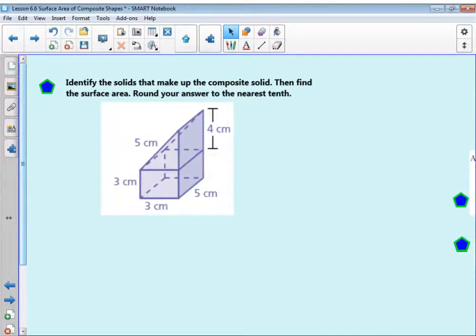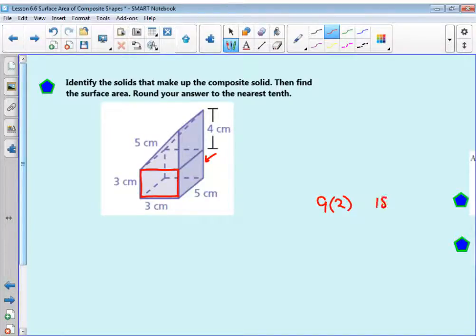Okay, so this last one, we have two pieces. We have a triangular prism, and then we have a rectangular prism. So let's start with the rectangular prism. We have a front and then a back that's the same that we can't really see. So that front side is 3 by 3. So that gives me 9, and there's 2 of those. So 9 times 2 is going to give me 18. Okay, this is my rectangular prism.